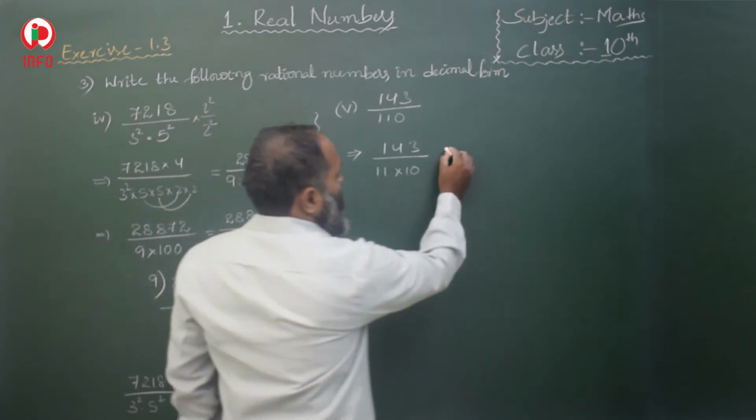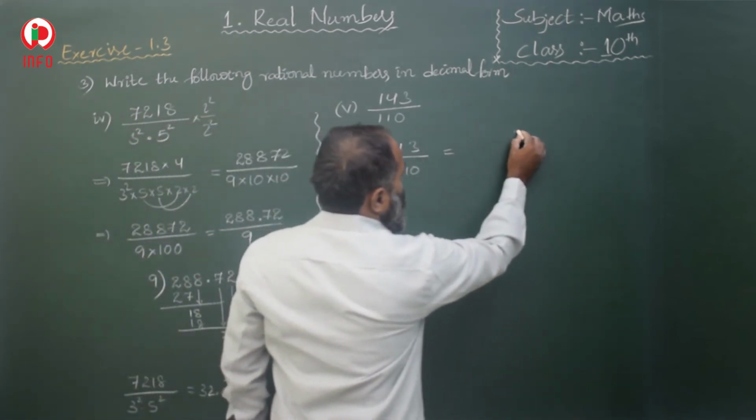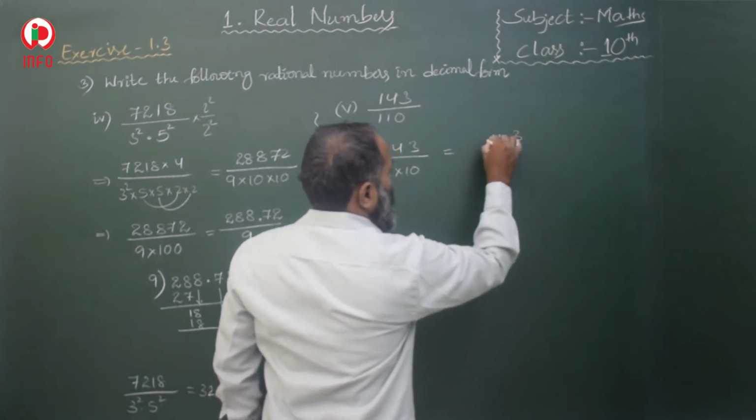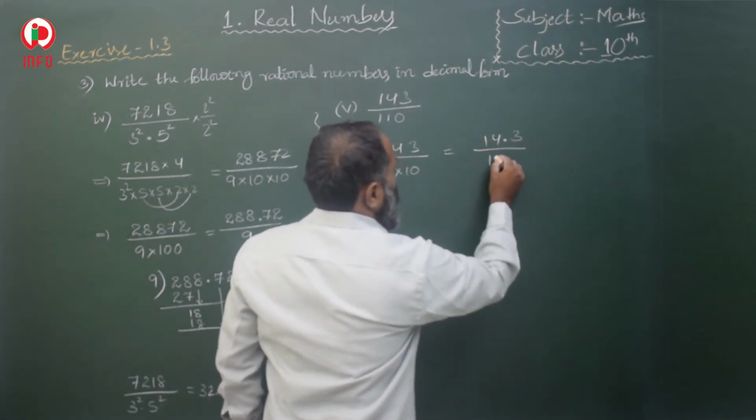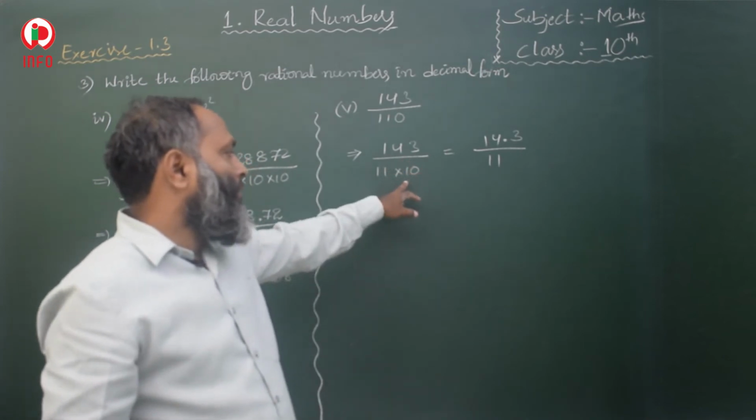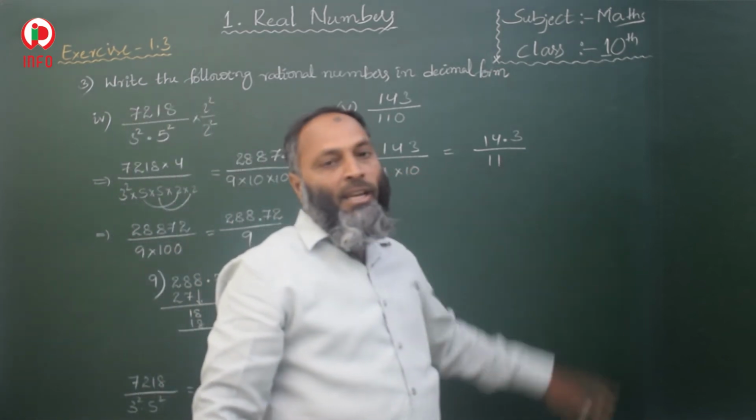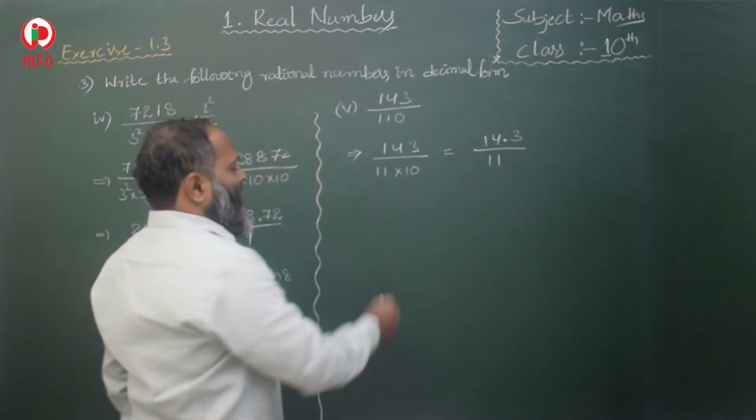So after one digit we keep a decimal. After one digit means 14.3 as it is. So then 11. After one digit we keep a decimal, no? Again you don't need to write again 10 here. So now divide with 11.